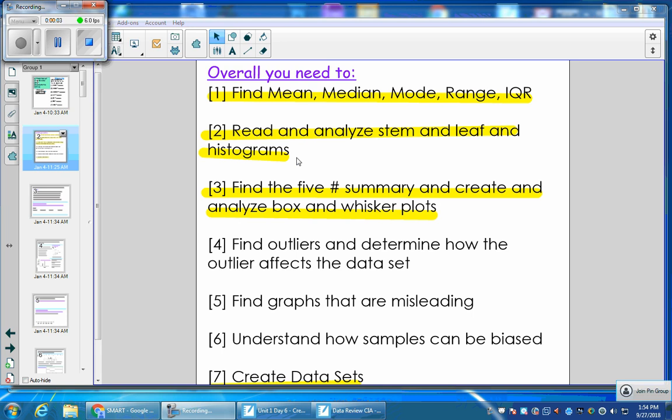Hello, today we're going to do a quick review of the stuff we've done so far. So you're going to be able to find the mean, median, mode, range, IQR, review stem and leaf, histograms, and frequency plots, and then finding the 5-number summary and box and whisker plots.